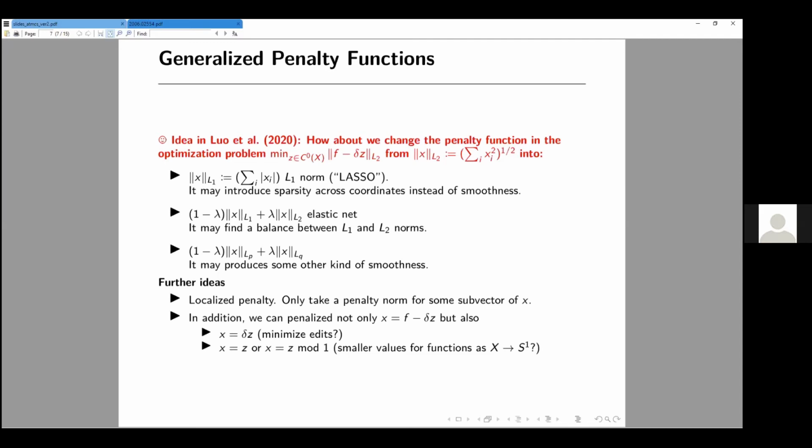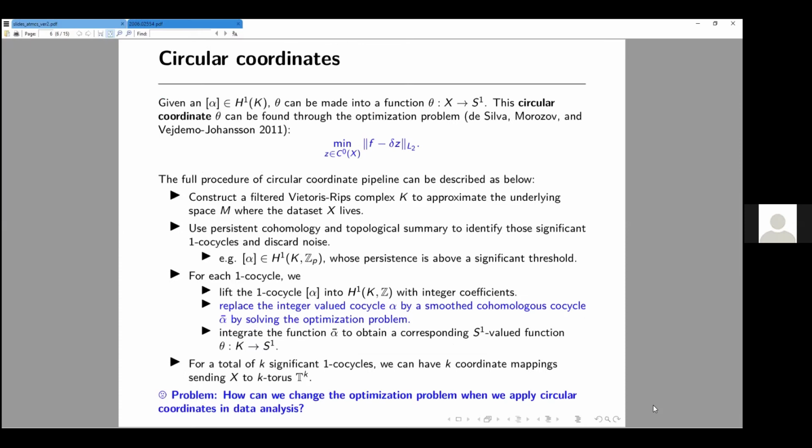So all this being said, if we look back to the procedure of obtaining a circular coordinate, we can summarize it in 3 steps. First, we construct an approximating complex. Second, we choose the significant one cocycles from persistent cohomology. And third, we solve a specific optimization problem. It doesn't have to be L2, but here we extend it to L1 and other kinds of penalty function. And that's why we call our research circular coordinates with generalized penalty functions.